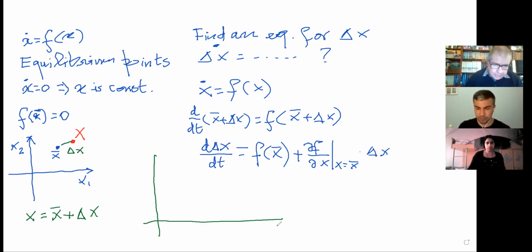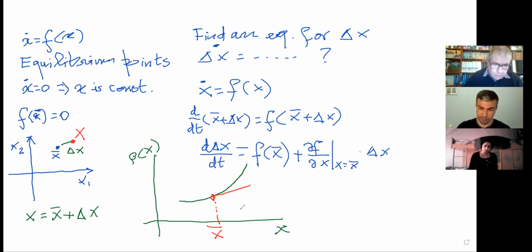So this is x, this is f of x, and you have some function here. Now, you have one point of this function, say x bar. Now, how can we approximate this? We take this point here and we draw a tangent line.